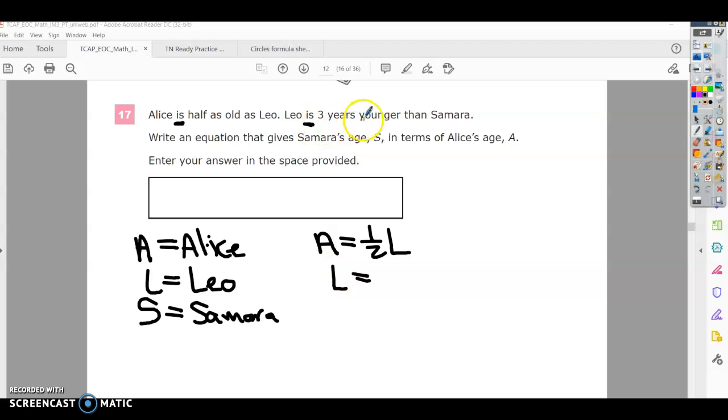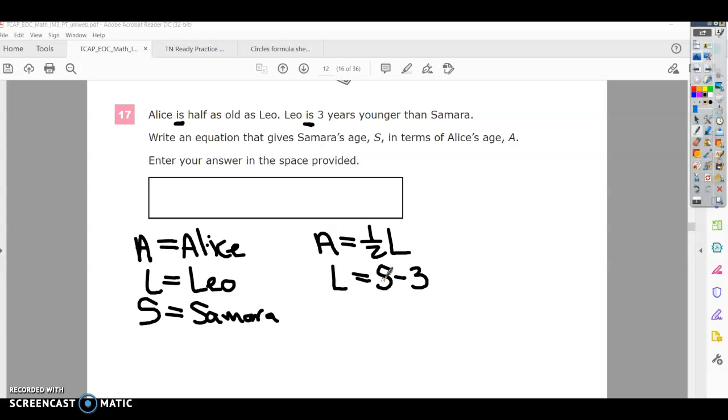Leo is 3 years younger than Samara. So we got Samara minus 3. So L equals S minus 3. Leo is 3 years younger. Write an equation that gives Samara's age S in terms of Alice's age A.